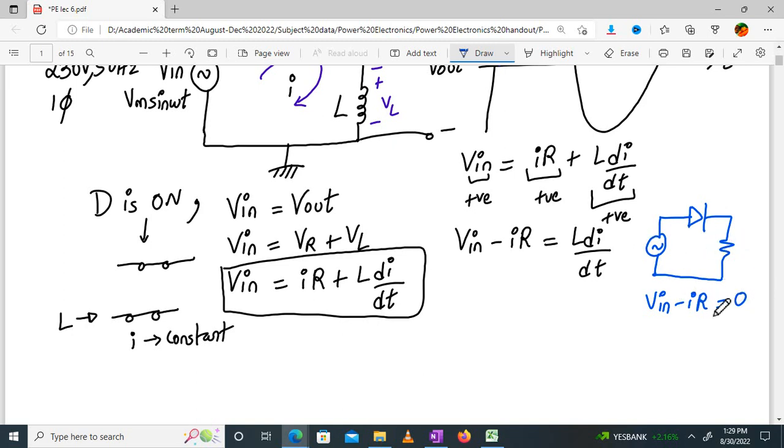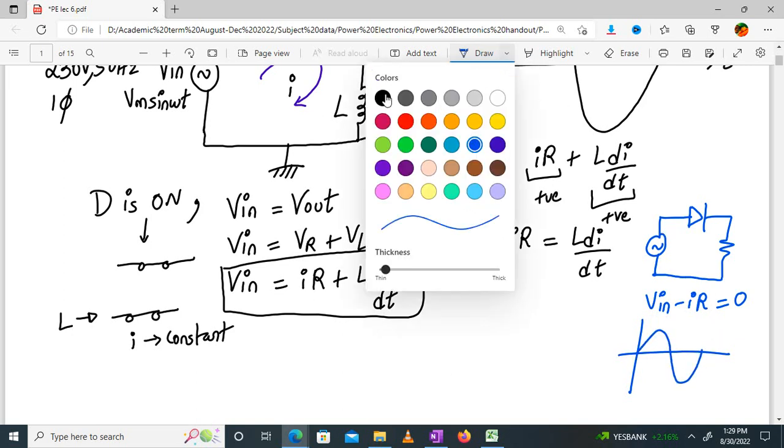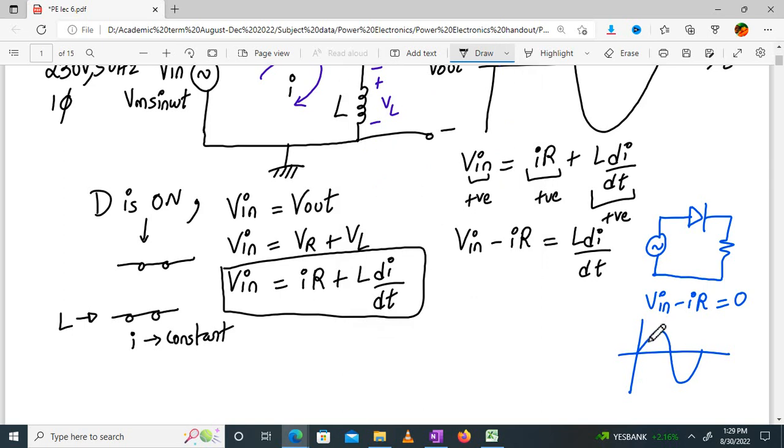Right? In this case, can I write V in and IR as the same? What I am trying to imply is, when I plot the waveforms of V in and IR, will they be coinciding? Yes. Why? Because in a resistor, current and voltage are in the same phase. So if this is my V in, this will be my, let me draw it properly. I hope it is visible.